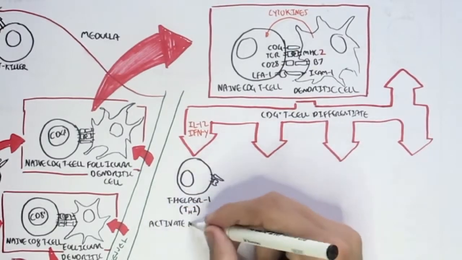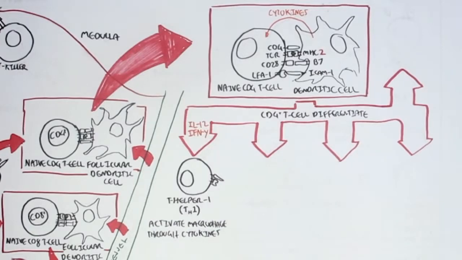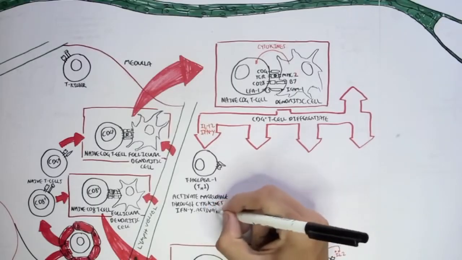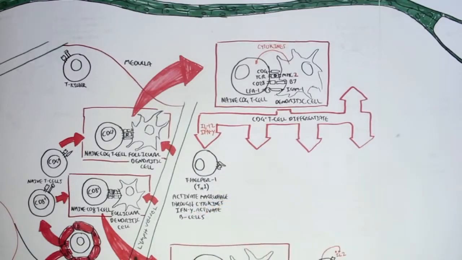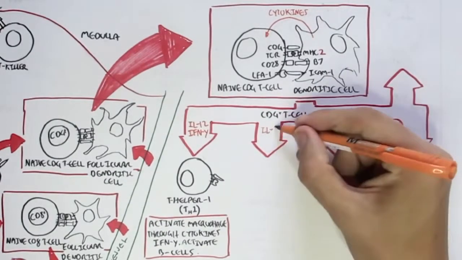And the T helper 1 cell's role is to activate macrophages through the cytokine interferon gamma. And so it tells the macrophage to engulf pathogens and also tells the macrophage to allow it to destroy a particular pathogen. And T helper 1 cell also has a role in activating B cells.